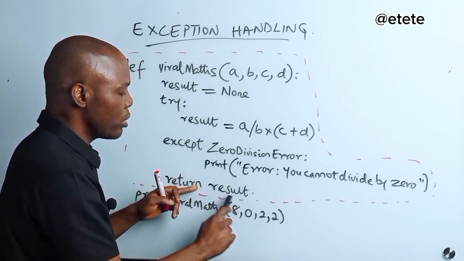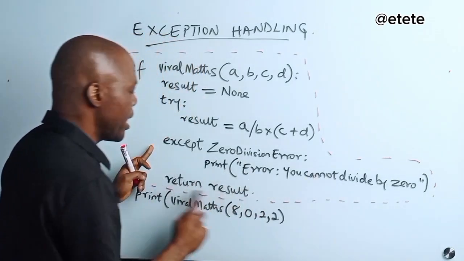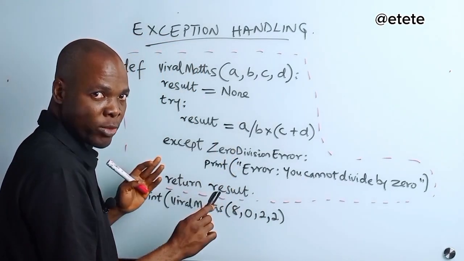Then it will return what? Result. It will return none. So it will print error, you cannot divide by zero. Then it will return none, because that's what I want.